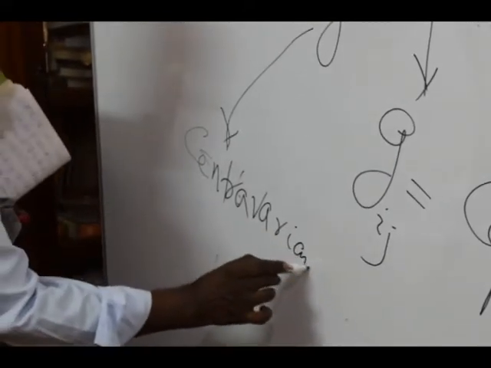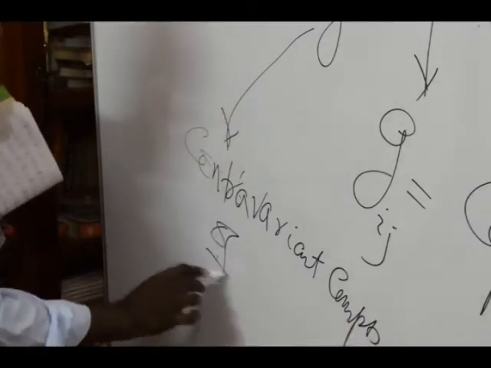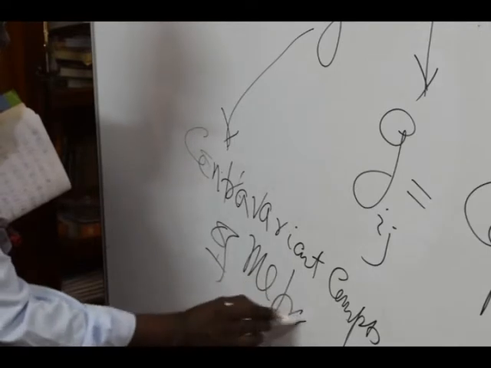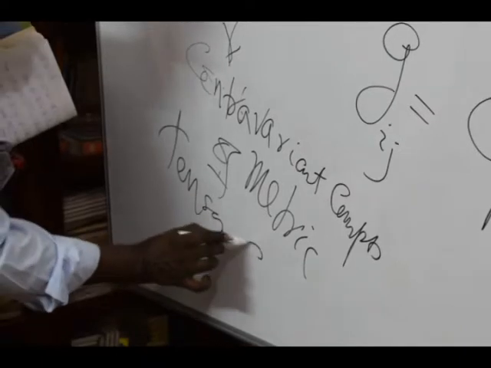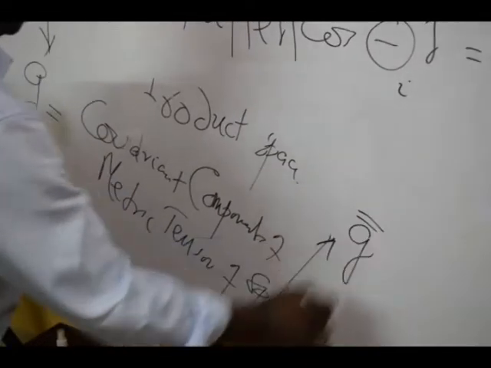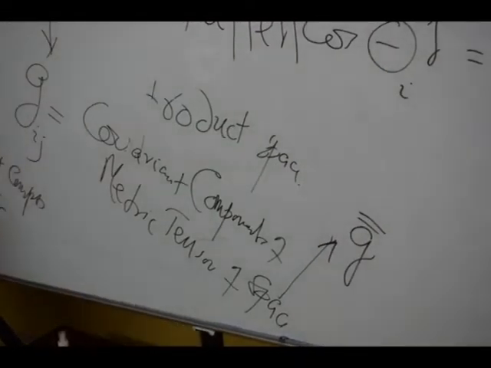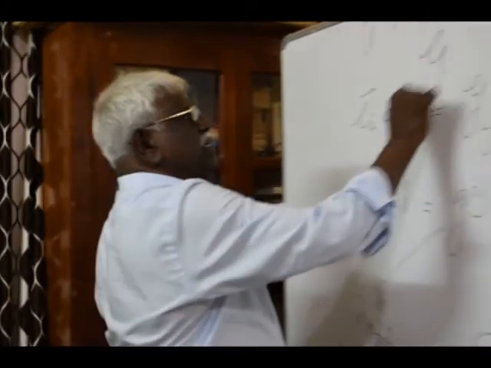Contravariant components of the metric tensor G, the second rank metric tensor G. This is the covariant components of the second rank metric tensor G. Covariant and contravariant components, and they determine the geometry of space. This Gij determines the geometry of space.